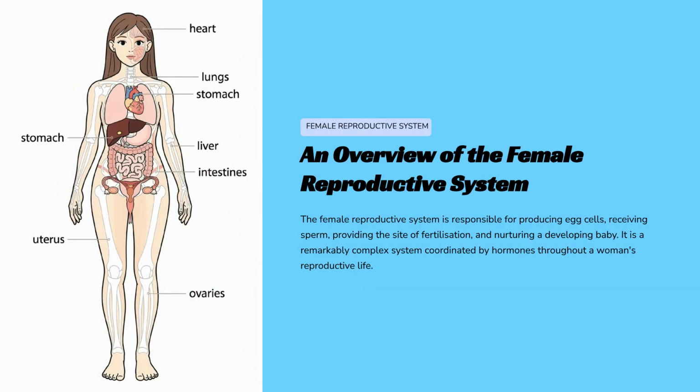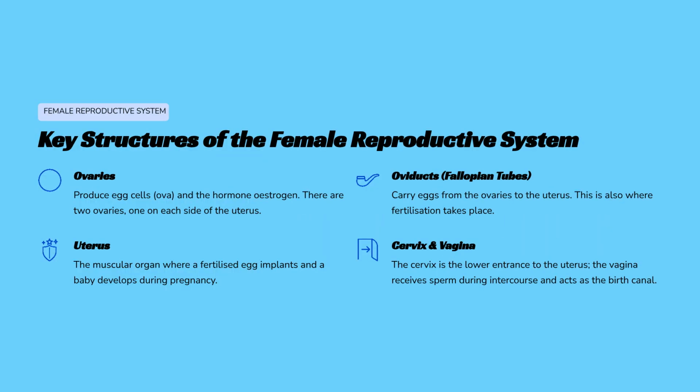The female reproductive system is highly complex. Its primary roles include producing eggs, receiving sperm, providing a site for fertilization, and nurturing a developing fetus throughout pregnancy, all tightly regulated by a sophisticated hormonal network. Key structures include the ovaries, which produce eggs and estrogen, the oviducts, where fertilization occurs, the uterus, which houses the developing embryo, and the cervix and vagina, which provide the entry point and birth canal.